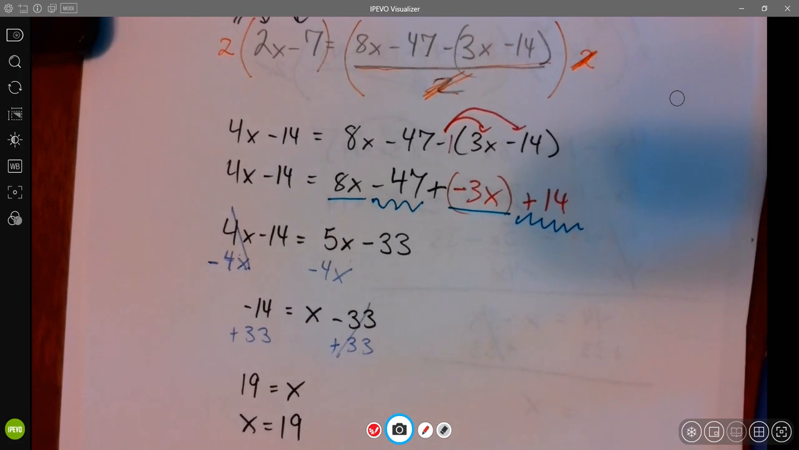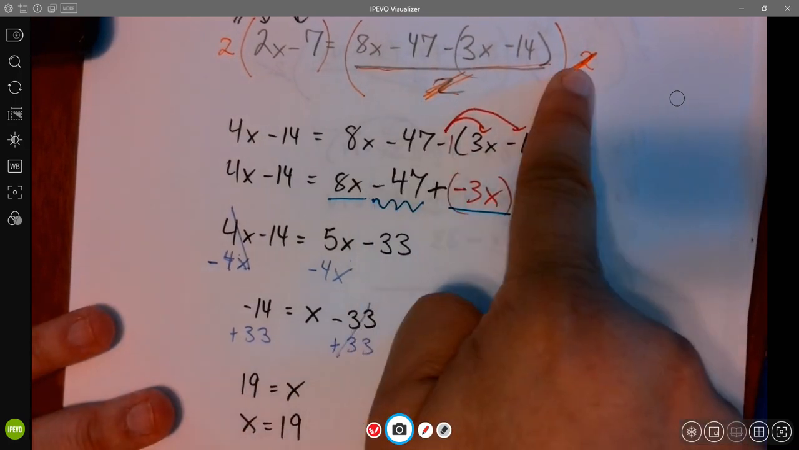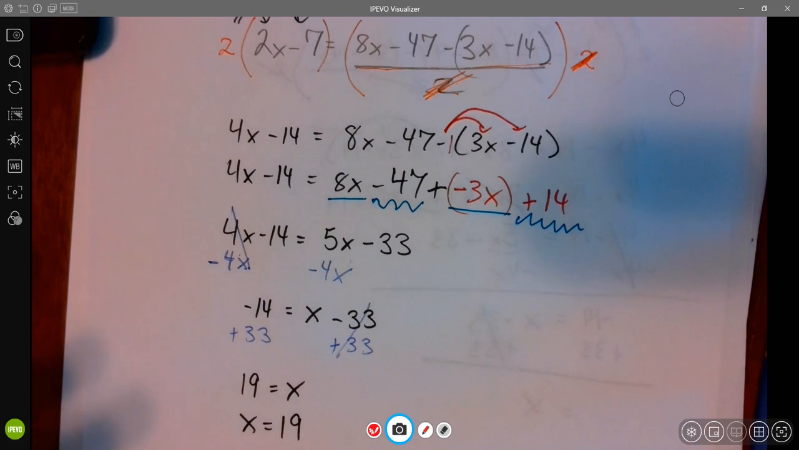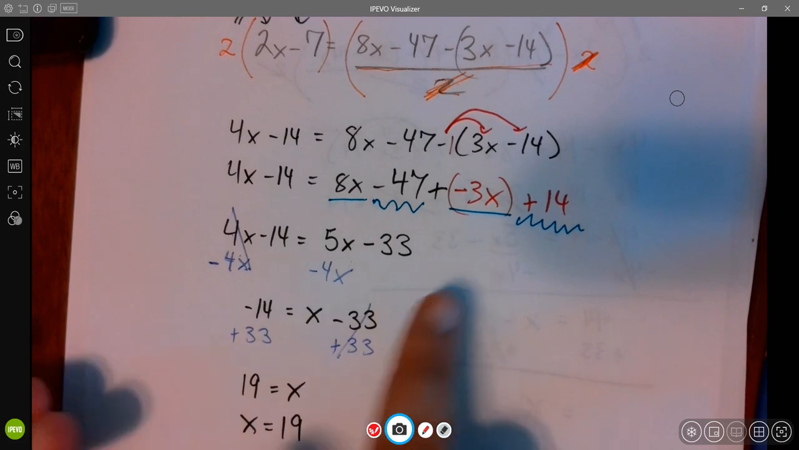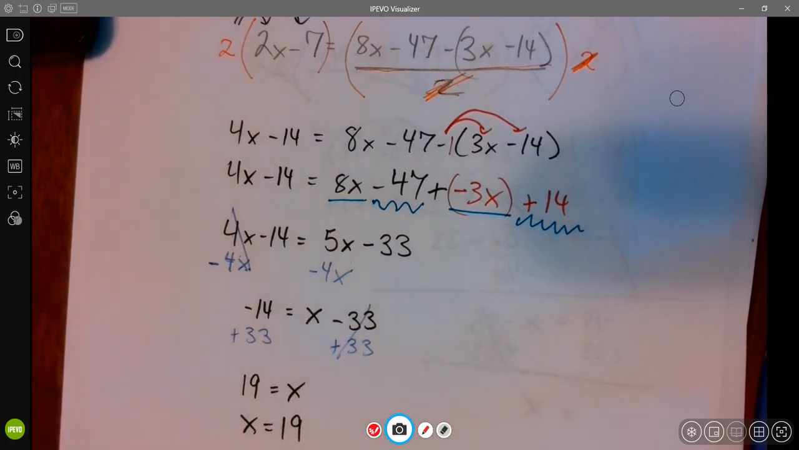Remember that the important steps here are to always eliminate the denominator first by multiplying through by a common denominator, distributing a negative, combining like terms, and then ensuring that you have one single group of x's.